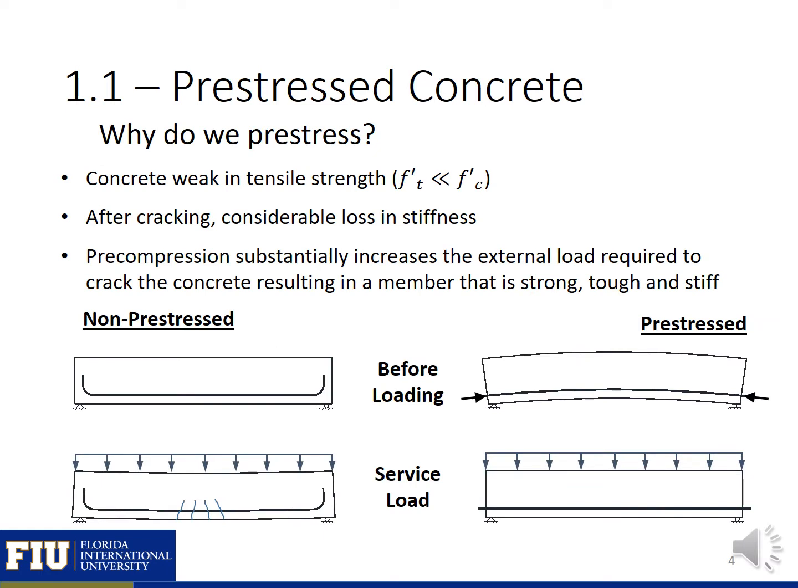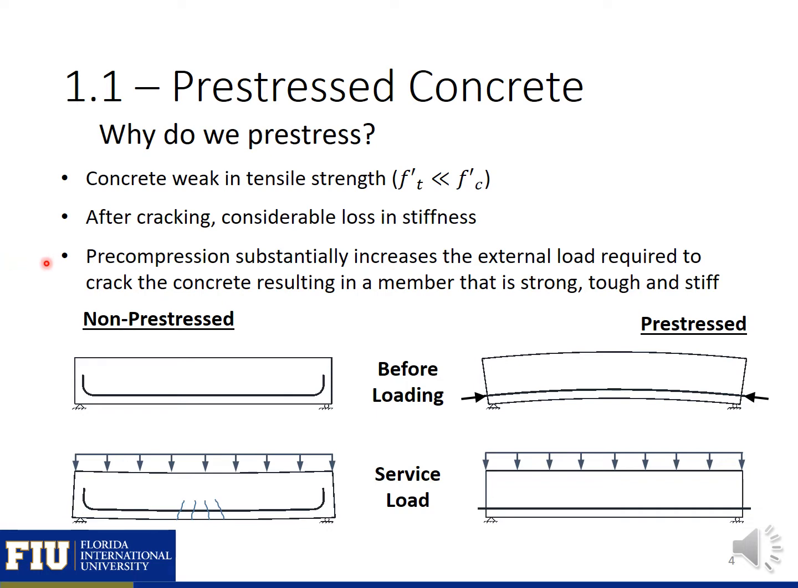We prestress our concrete members primarily because concrete is weak in tension. So in traditional reinforced concrete members, we provide steel where we have tensile stresses developing. In regular reinforced concrete, after cracking occurs, there's a considerable loss in stiffness in the member. So by pre-compressing our concrete, we can delay when that cracking occurs.